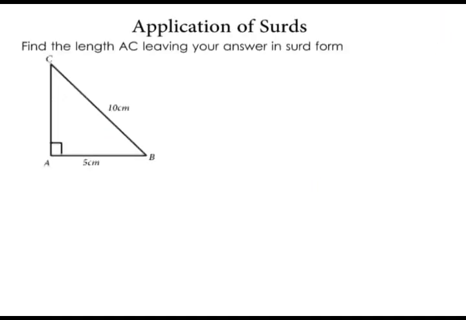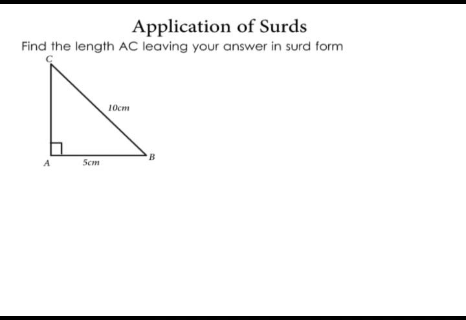Let's take an example. In this triangle, AB is equal to 5 centimeters, BC is 10 centimeters, and angle BAC is 90 degrees. Find the length of AC, leaving your answer in surd form.